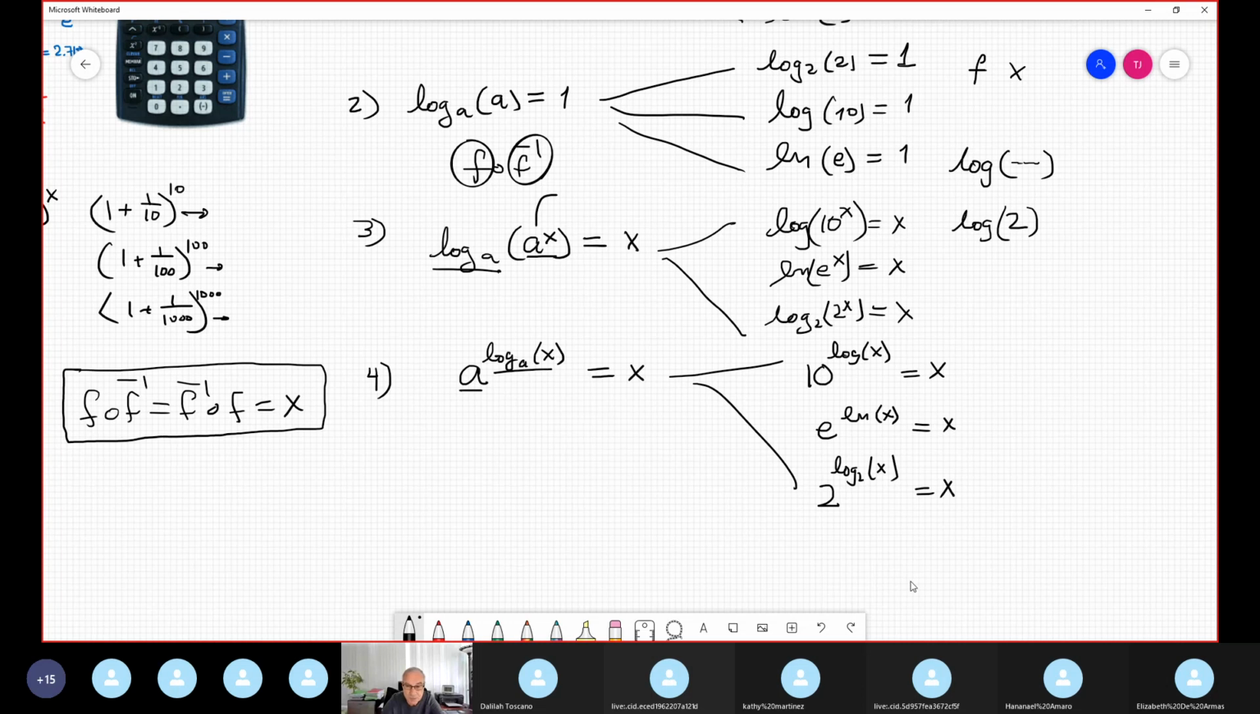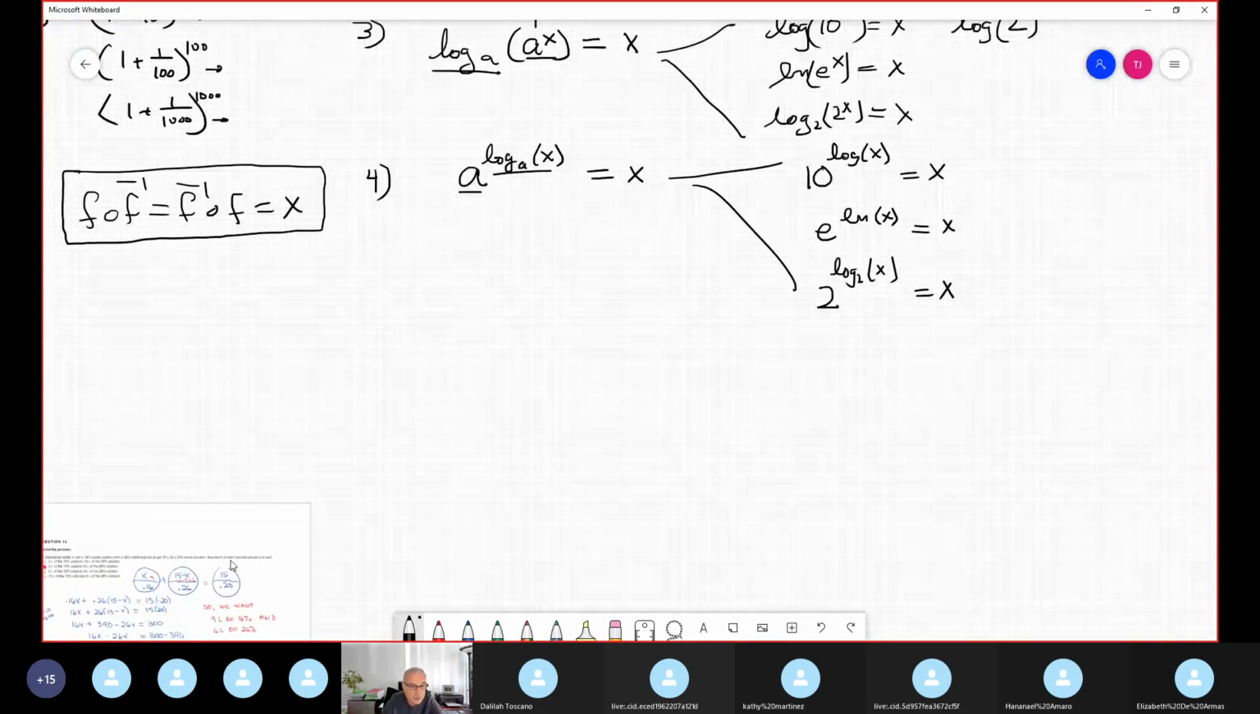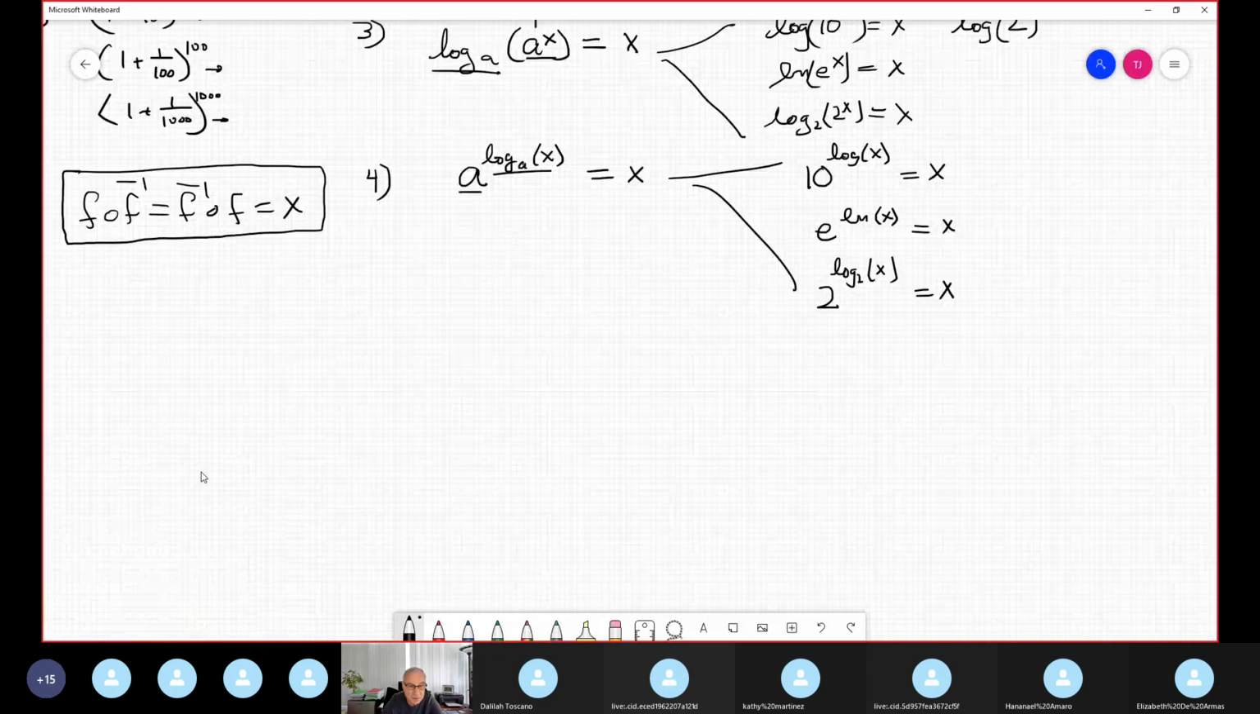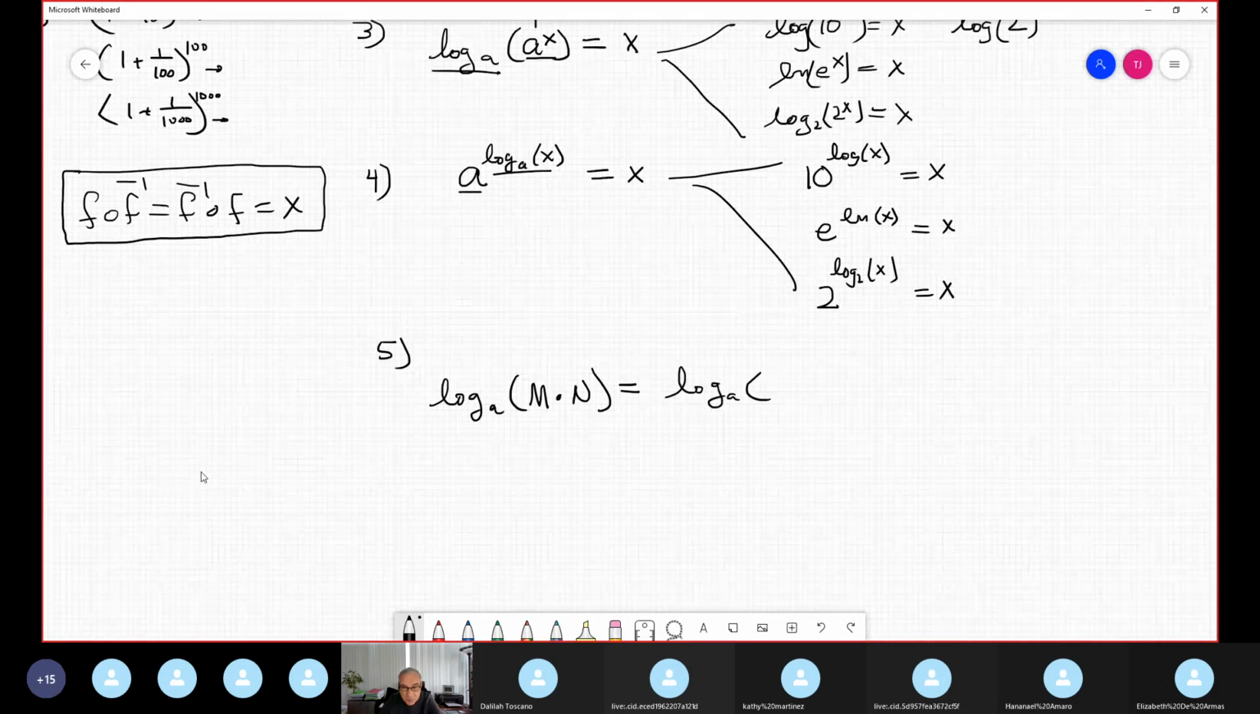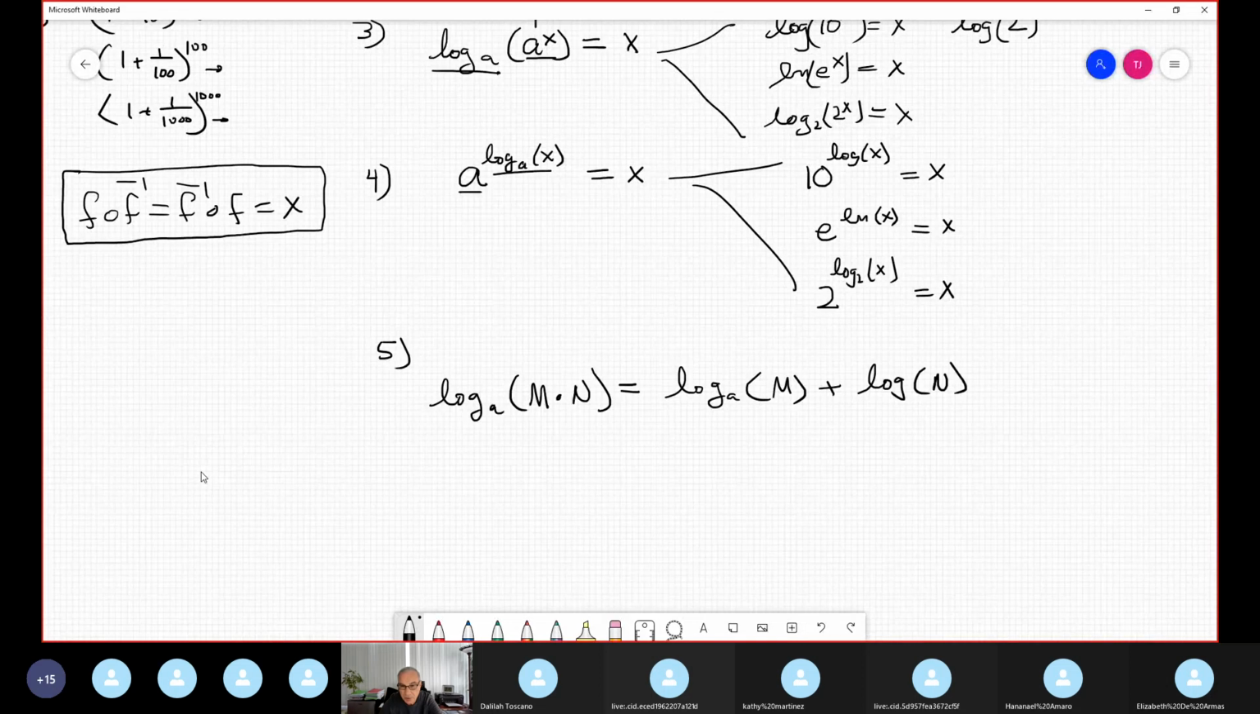Okay, now we have 3 more properties: 5, 6, and 7. In my opinion, they are the most important properties. So when you have, for example, logarithm of any base, and inside the argument we have 2 expressions, m times n, we can separate it like an addition, plus. This is very useful because we can do it in that direction or in that direction.